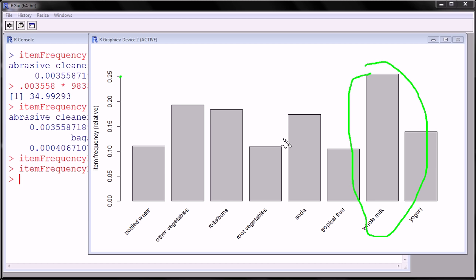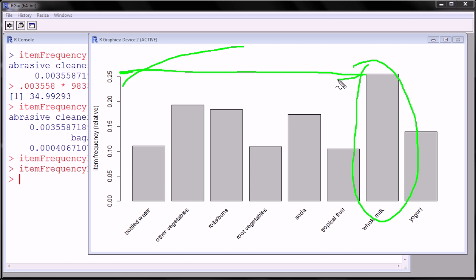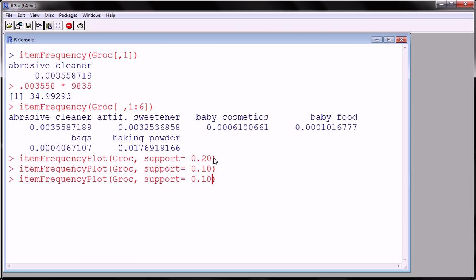So this is one way you could look at the item frequencies, or in other words, where support is high. Okay, so these are the items with the highest support. They have more than 10% support. Out of all 169 items, the item with the highest support is 25%. Maybe a little more than 25, but it's close. Yeah, roughly 25.